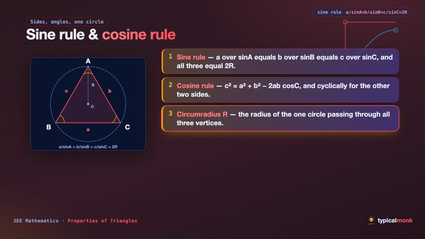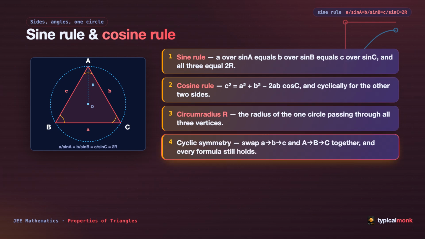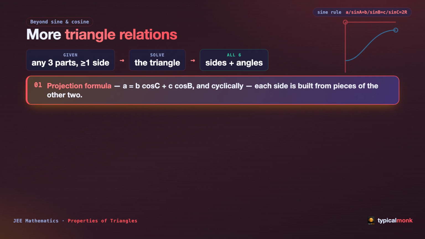Third, the circumradius R itself. The radius of the one circle that always passes through all 3 vertices, never more, never fewer. And fourth, a quiet symmetry. Swap a for b for c and A for B for C all together, and every formula on this slide still holds exactly true. Sine and cosine are the headline rules, but 3 more quietly do the rest of the work. First, the projection formula.